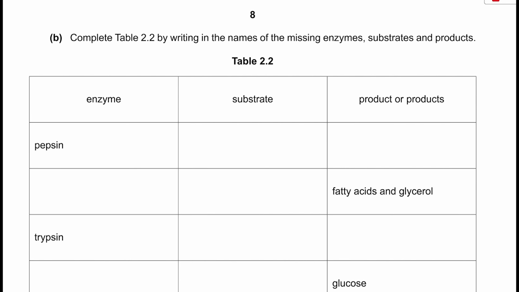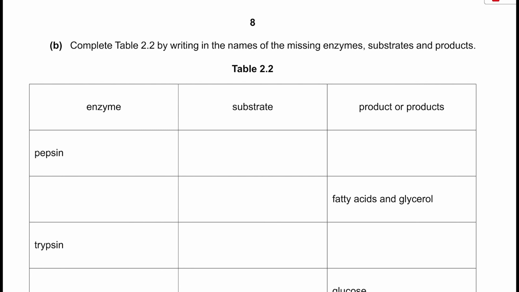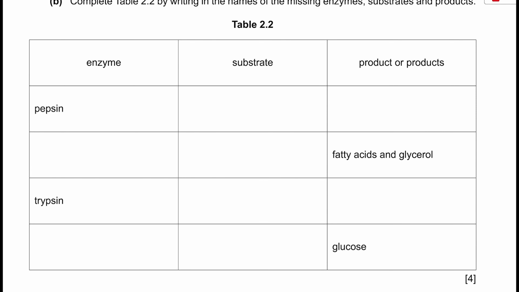Then we go to B. B says complete table 2.2 by writing in the names of missing enzymes, substrate, and products. So we have to complete this table by stating what is missing, if it's an enzyme, a substrate, or a product. Alright, so we have an enzyme known as pepsin.